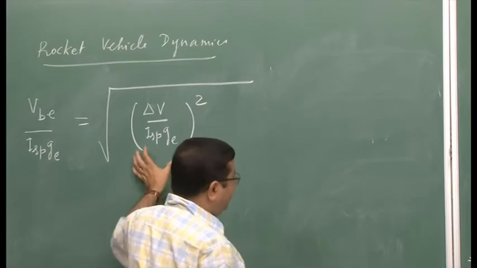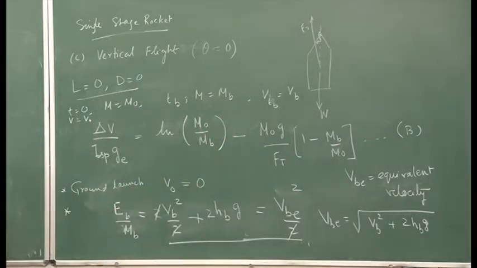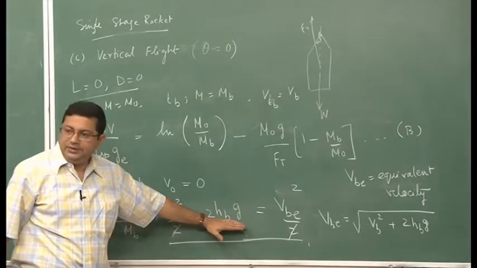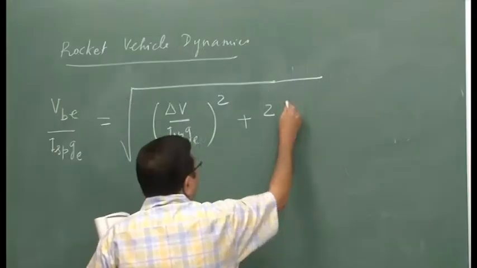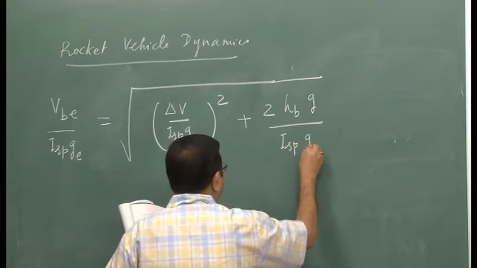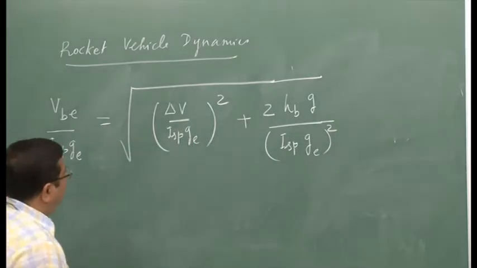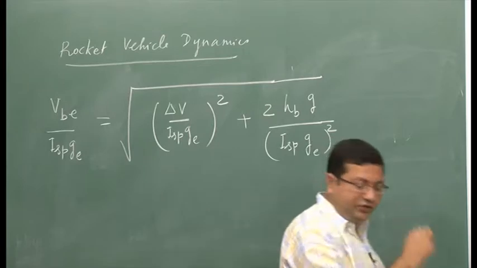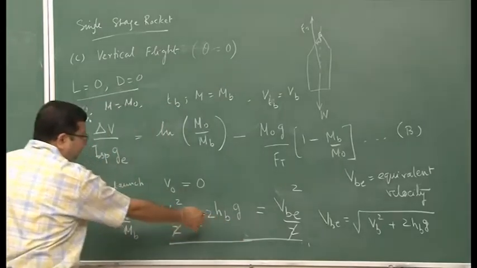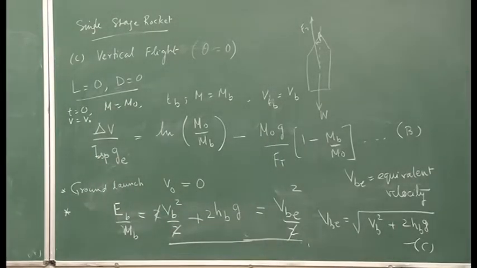So, now the first term in this equation corresponds to V b square, which is essentially nothing but delta V square, and the second term corresponds to the potential energy term 2 h b g. So, we can write it as 2 h b g by I s p g square, right. So, this equation is obtained from equation B, and the second term here is obtained from this equation. Let me call this equation C, right. So, this is obtained from B, this is obtained from C.